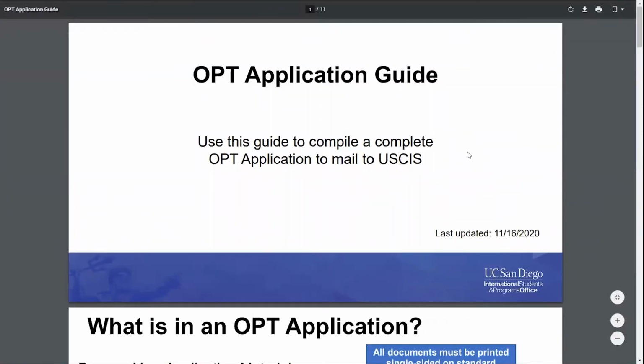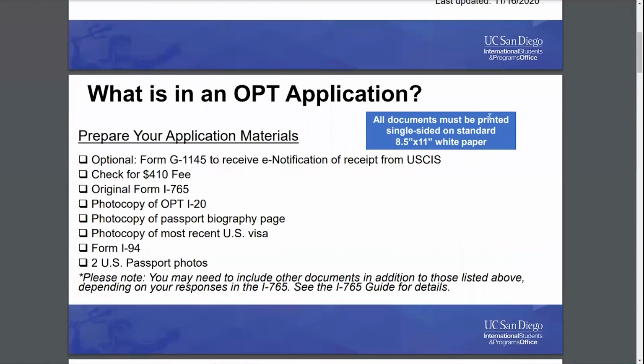Okay, so the bottom right here shows when the guide was last updated. ISPO will update the guide whenever new guidance comes from USCIS, so you always know that this guide is up to date and accurate. Here's a list of all the required documents for a complete OPT application. However, please note that depending on your specific case, you may need to include additional documents. We'll discuss this in more detail in the I-765 guide. Right now, we'll go through each of these required documents.